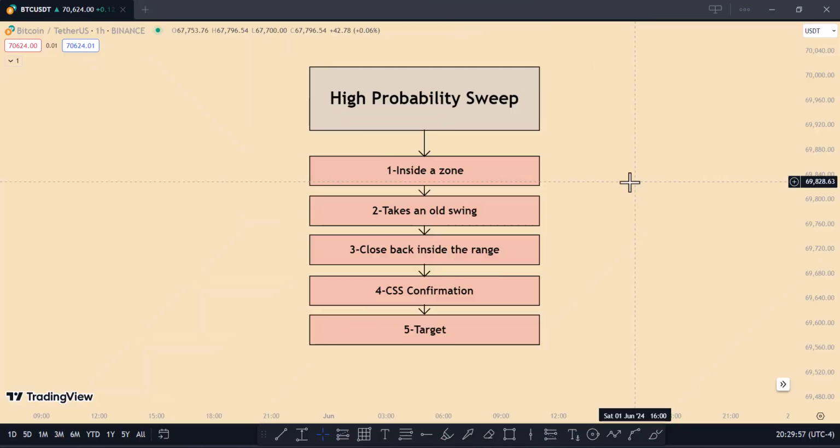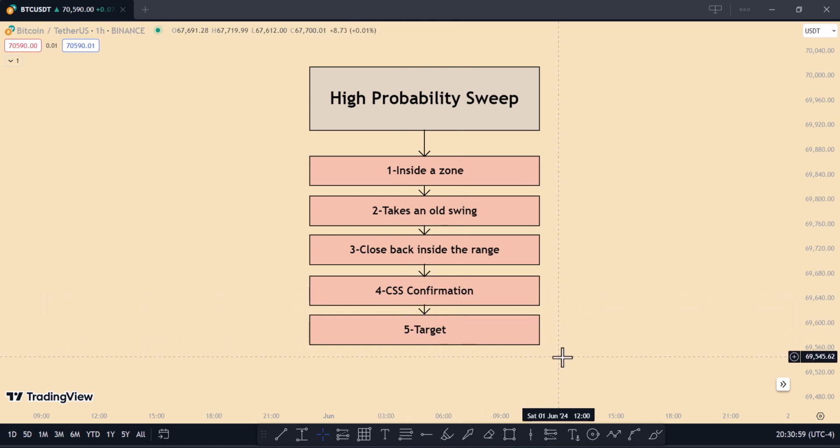A quick refresher before we start the trade breakdowns. This is the summary of the previous video. High probability sweeps: how to identify sweeps. First of all, you need to see price inside a zone, inside a point of interest. You need to see price takes an old swing, not a fresh swing. We need to see price takes an old swing to the left, swing high or swing low, preferably inside that zone, inside that point of interest. If not, just below it. Third condition is that we need to see price close back inside the range. And then a CSS confirmation and then a target.